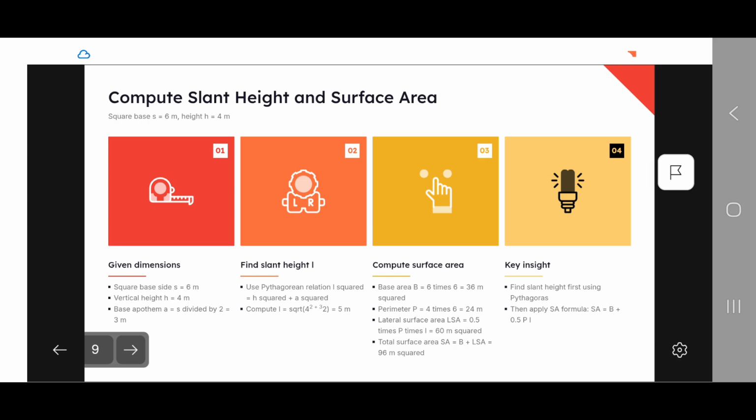So compute the surface area. Base area equals 6 times 6 is 36 square meters. Perimeter P equals 4 times 6 equals 24. Lateral surface area LSA equals 0.5 times P times l equals 60 meters squared. So total surface area equals 96. So find slant height first using the Pythagorean theorem, then apply the surface area formula.